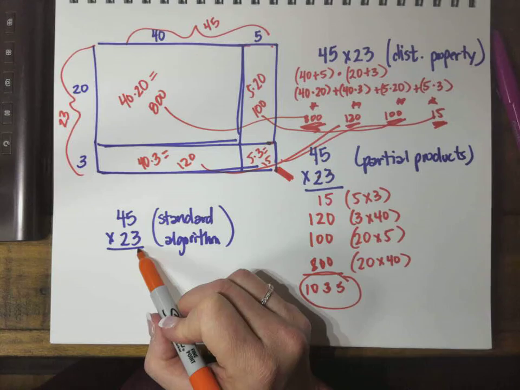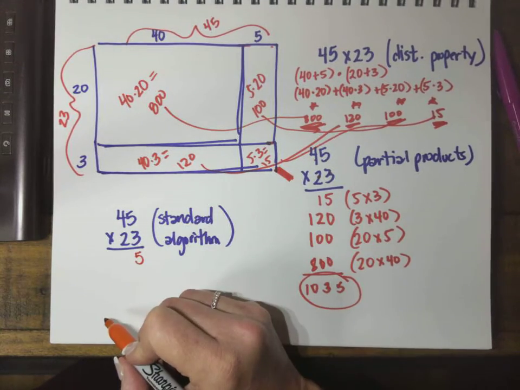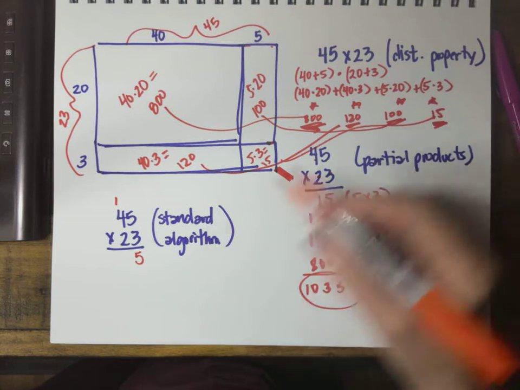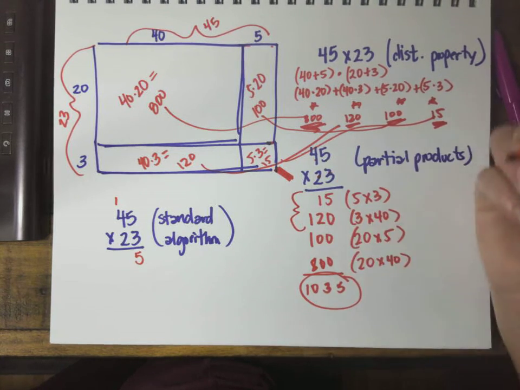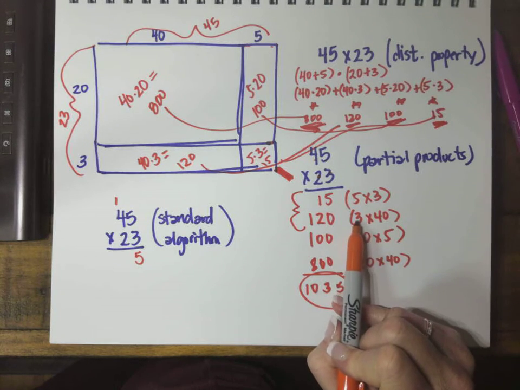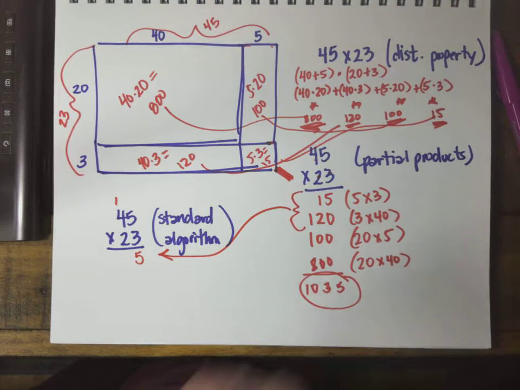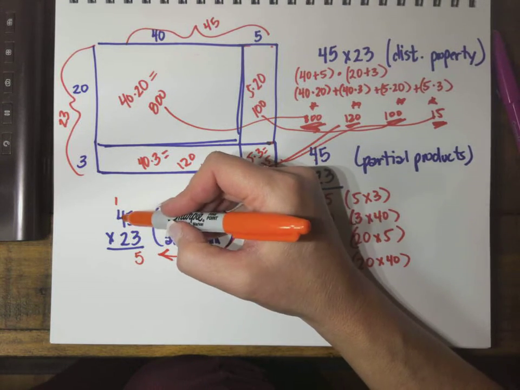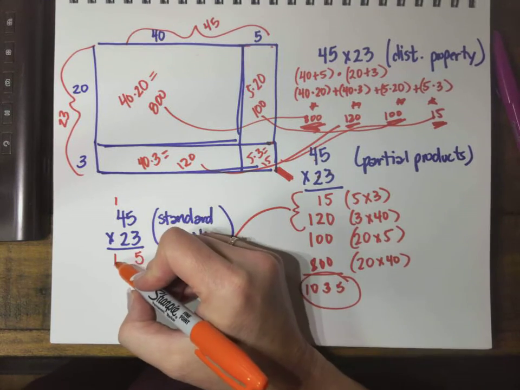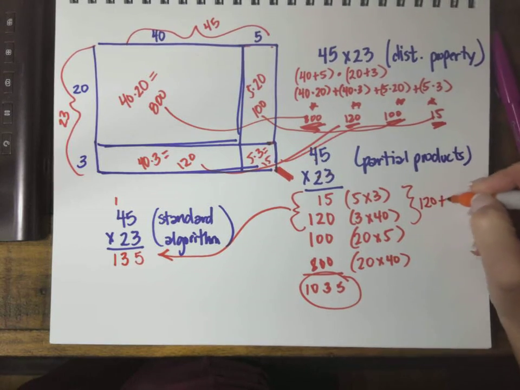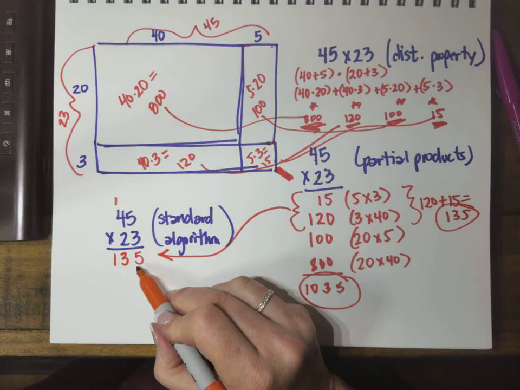So let's go ahead and do the standard algorithm. We start the same. We do 5 times 3 is 15, but remember the standard algorithm is going to combine a couple of these steps. So we're going to combine this 5 times 3 partial product and this 3 times 40 partial product into one sub-step. So 3 times, now we call it a 4 and not a 40, is 12 plus 1 is 13. And we know that 120 plus 15 is 135, so that shows up here.